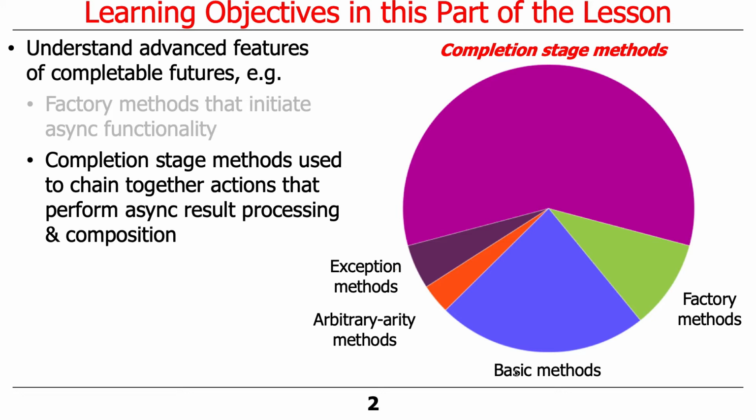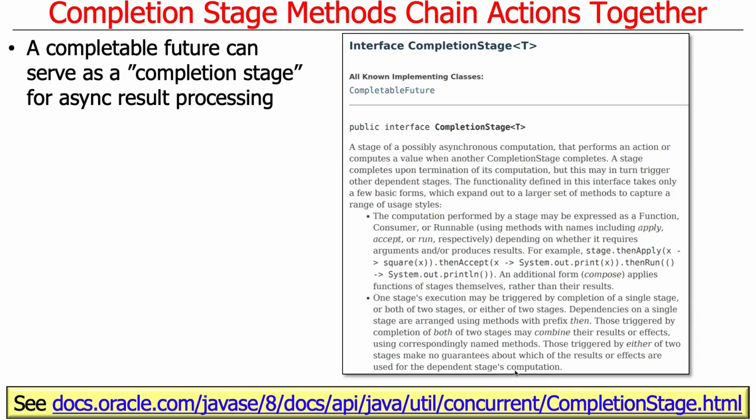Remember, there's like 60-some methods in one class, so it's a rather large surface area, but about 40 of them are completion stage methods. And what these do is they chain together actions that process the results of asynchronous computations and also allow composition of results in various flavors, as we'll see in a second. So what's the point? The point is that a CompletableFuture, among other things, can serve as a completion stage for processing the results of asynchronous computations.